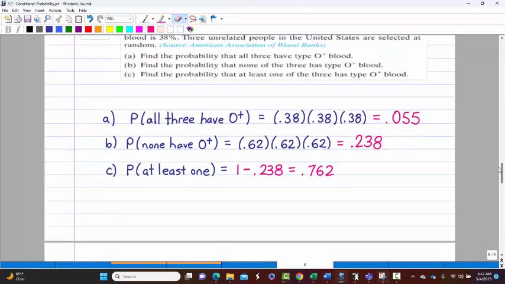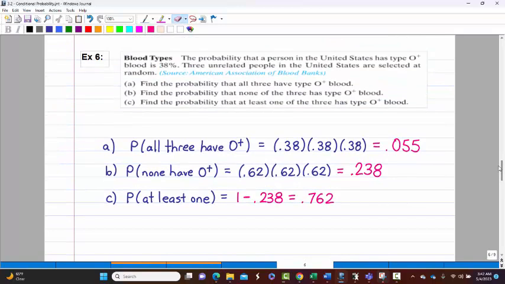So here's a similar example to that. The probability a person in the U.S. has blood type O positive is 38%. 3 unrelated people in the U.S. are selected at random. It's kind of important that they're unrelated, because obviously blood types can be affected by that. I don't know nearly as much science as you nursing majors do, but that much I do know.